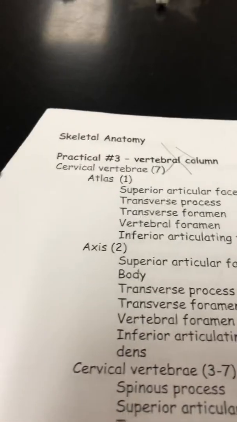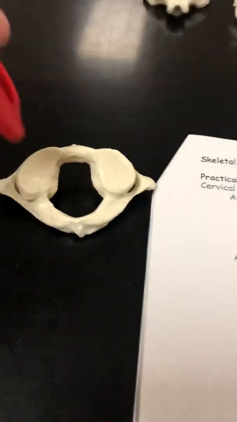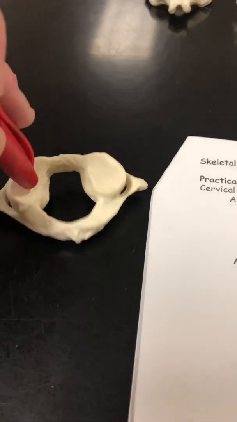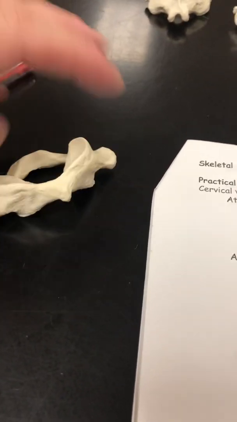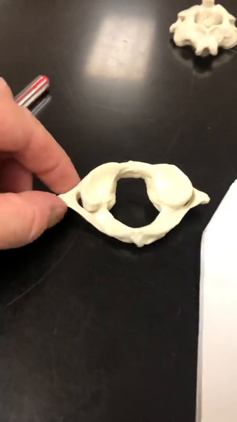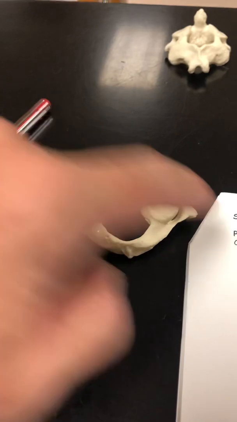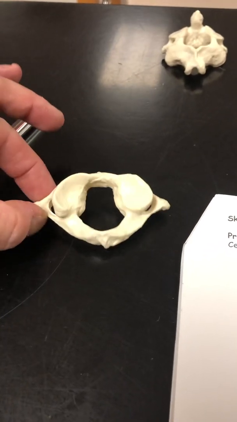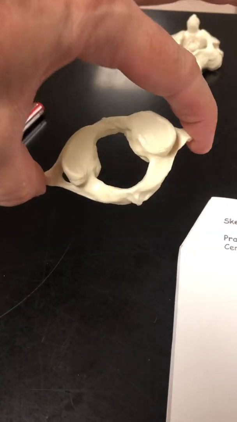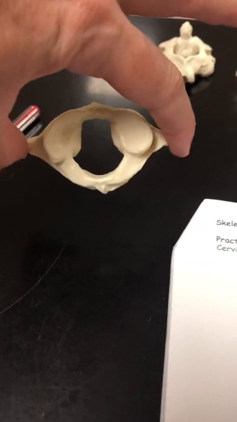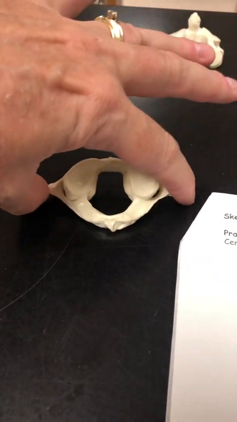Okay, so let's start with the atlas. I'll bring this over here. So we have the superior articulating facets right here, which is what your skull will sit on. Then you have the transverse process. Transverse obviously is going to mean on the sides or horizontal. So this is one of them, this is the other one. So if I'm holding this, I'm holding on to both transverse processes of the atlas.